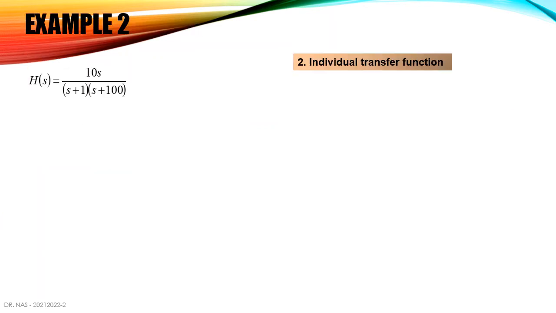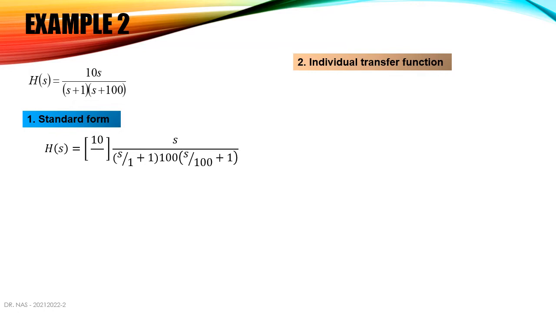Okay, let's look at the second example. Given the transfer function as the equation shown, again, to plot a Bode plot, you need to rewrite the equation into standard form. In standard form, you need to break the components into constant and the s components.